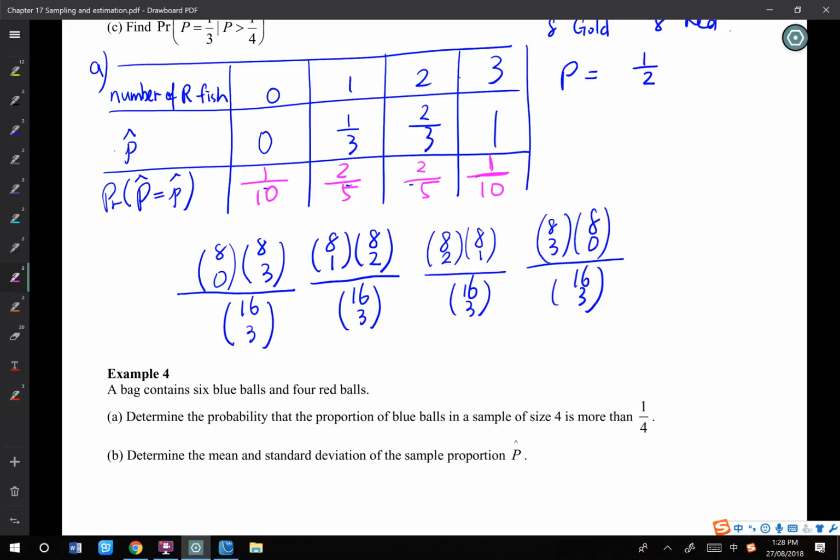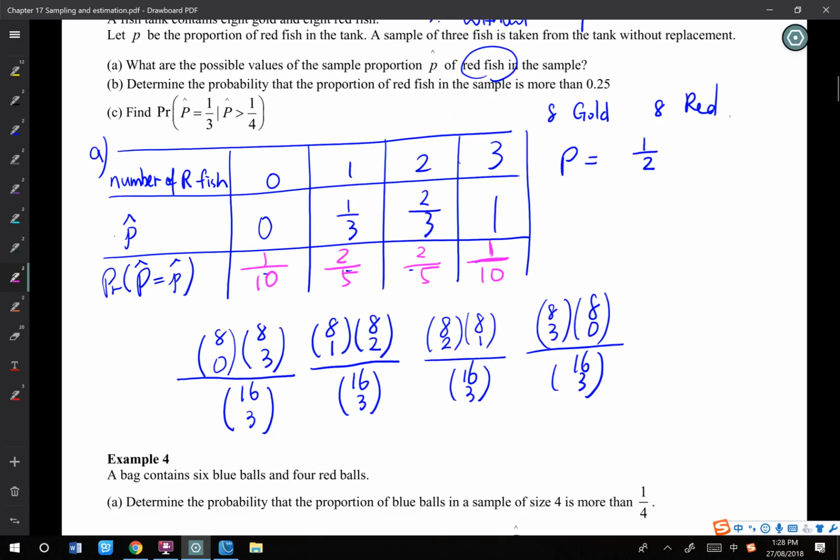All right, that's for A, okay? So what are the possible values of sample proportion p hat of the red fish in the sample? The possible p hat is 0, 1/3, 2/3, and 1 in 3 samples. And the probability of getting those 4 proportions is 1 on 10, 2 on 5, 2 on 5, and 1 on 10. So this is a probability distribution about sample proportion. Okay, so it's a combination of what we learned for the previous couple of chapters as well. So this is a probability distribution for a sample proportion.